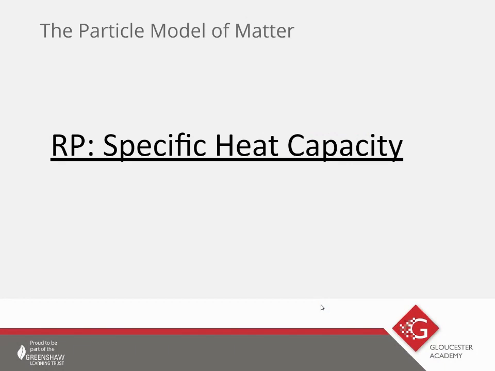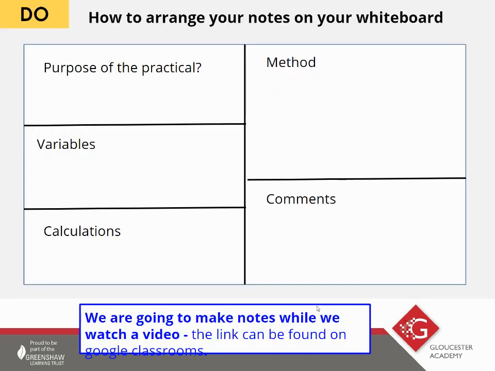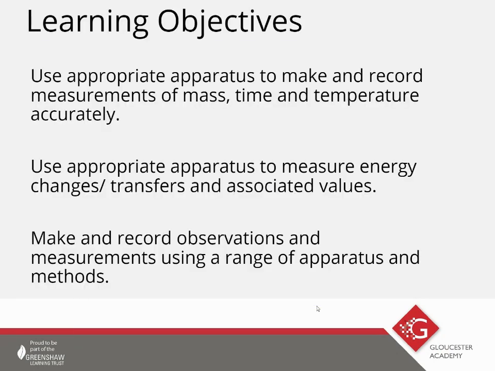Today's lesson is based on the required practical that you need to know for specific heat capacity. Make sure you've underlined that title with a ruler and that you've put the short form of the date. So, using appropriate apparatus to make and record measurements of mass, time and temperature, using appropriate apparatus to measure energy changes, transfers and associated values, and make and record observations and measurements using a range of apparatus and methods.